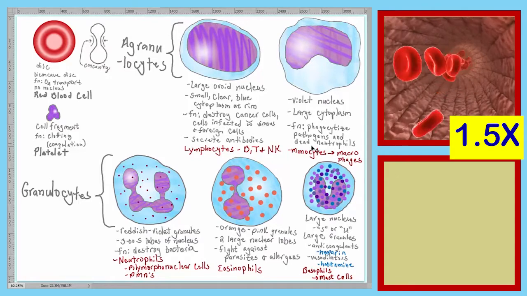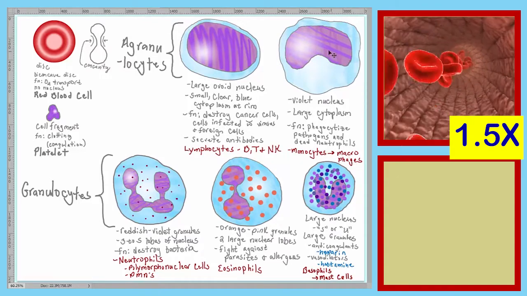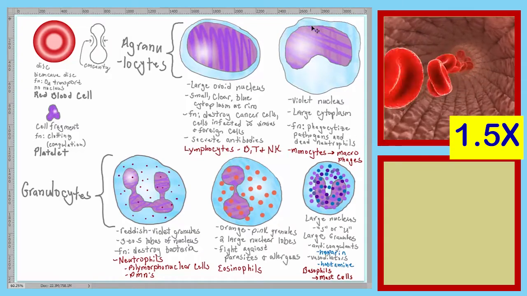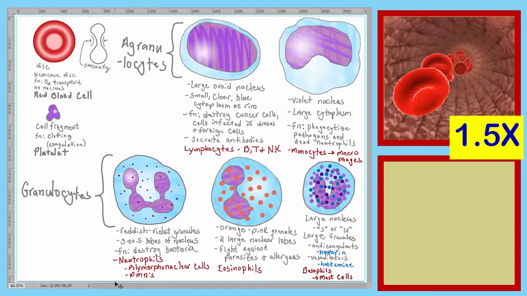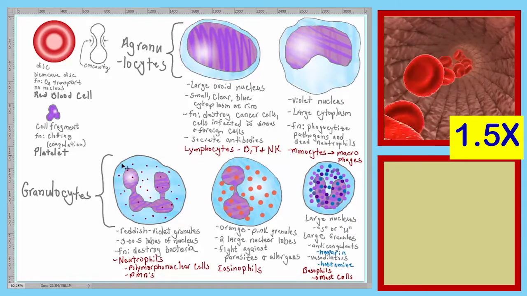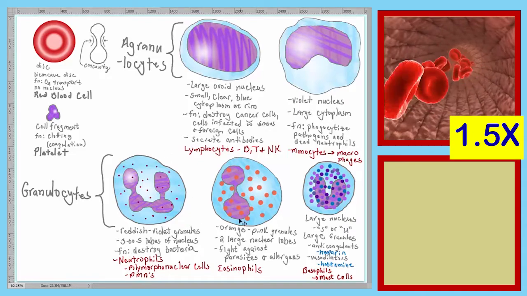Our second agranulocyte is going to be the monocytes. They're called monocytes in the bloodstream and macrophages in the tissue. They have a large violet nucleus, a large cytoplasm, and they function in phagocytizing pathogens and dead neutrophils. And phagocytosis is just cell eating. And then we have our granulocytes. Our first granulocyte is going to be the neutrophils, also known as polymorphonuclear cells, or PMNs. They have reddish violet granules, and their nucleus is multi-lobed, containing 3 to 5 lobes, and they function in destroying bacteria.